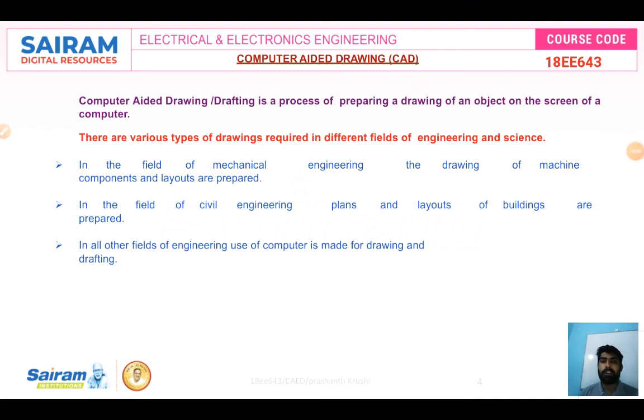So computer aided drawing drafting is a process of preparing the drawing of an object on the screen of the computer. So we are preparing one object or one diagram on the computer screen. Different fields of engineering use it. One is mechanical engineering, like drawing machine components and layouts. If your friends are in 7th semester or 8th semester, they do a machine laboratory, in the sense machine drawing, so there they may use this software.